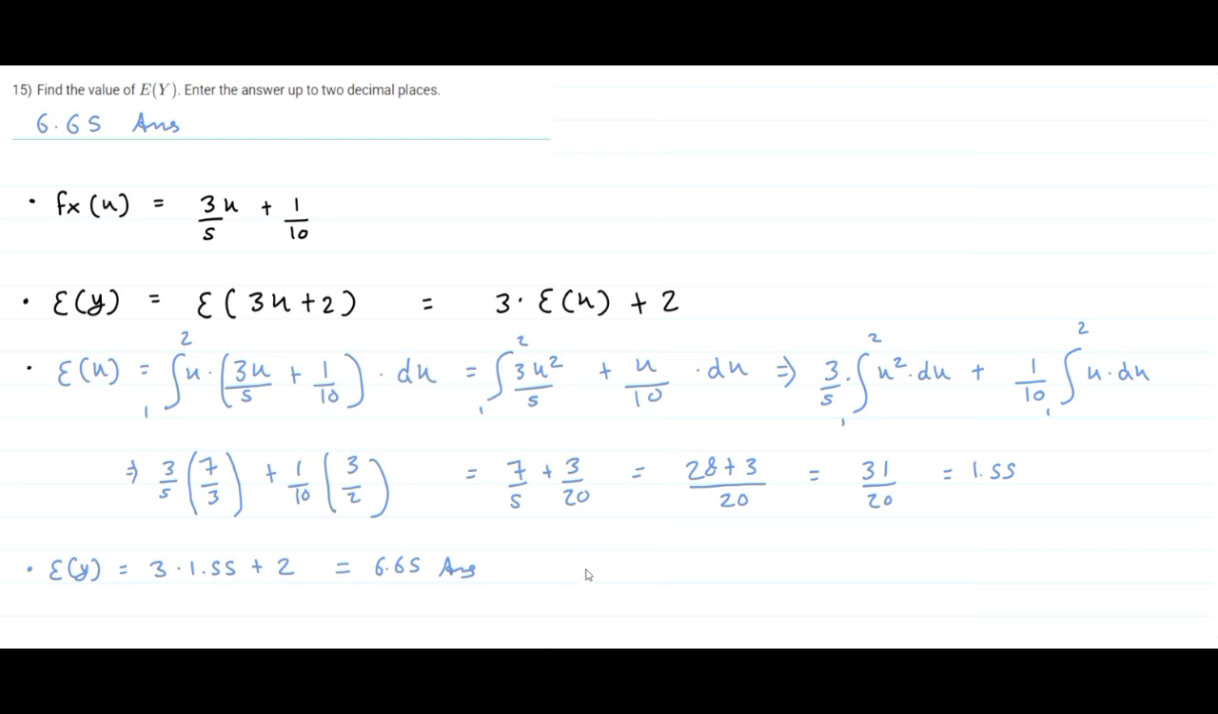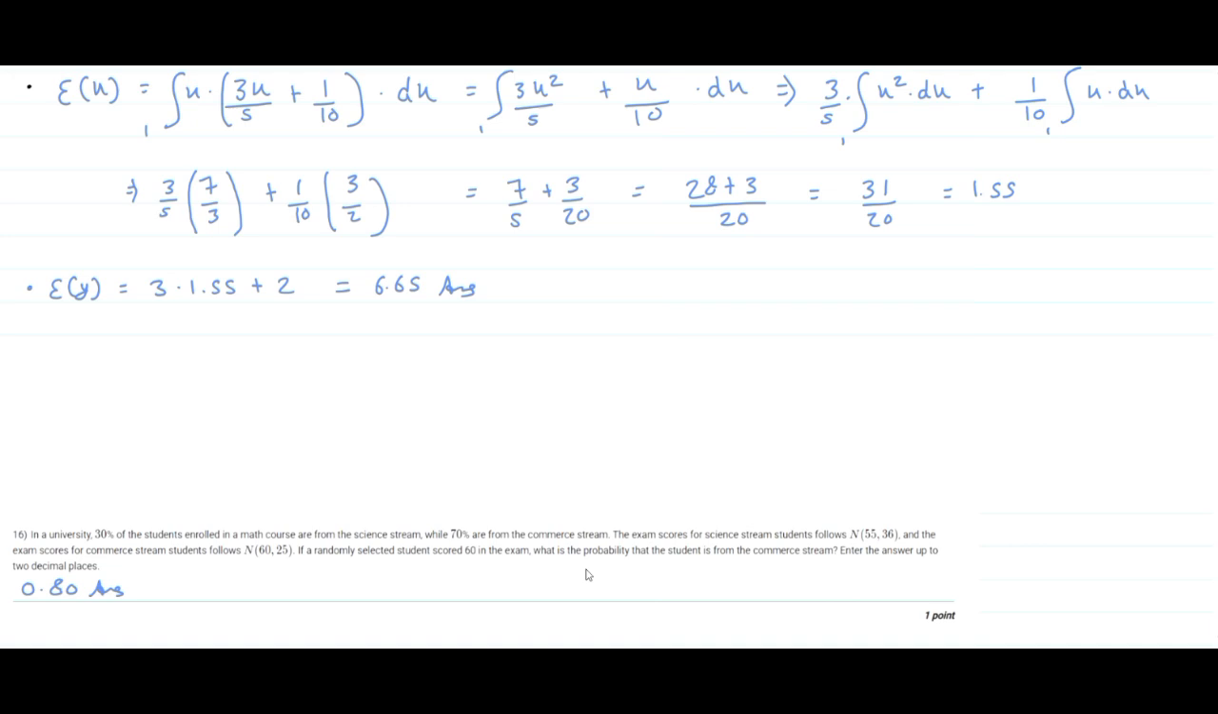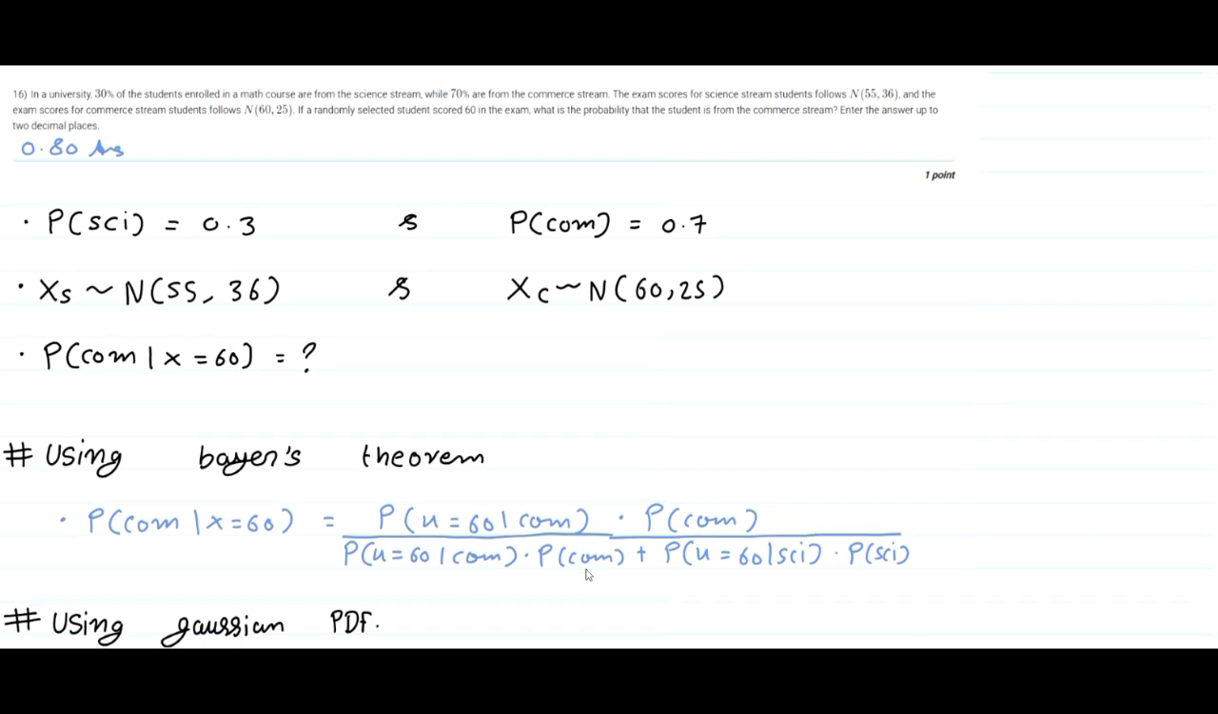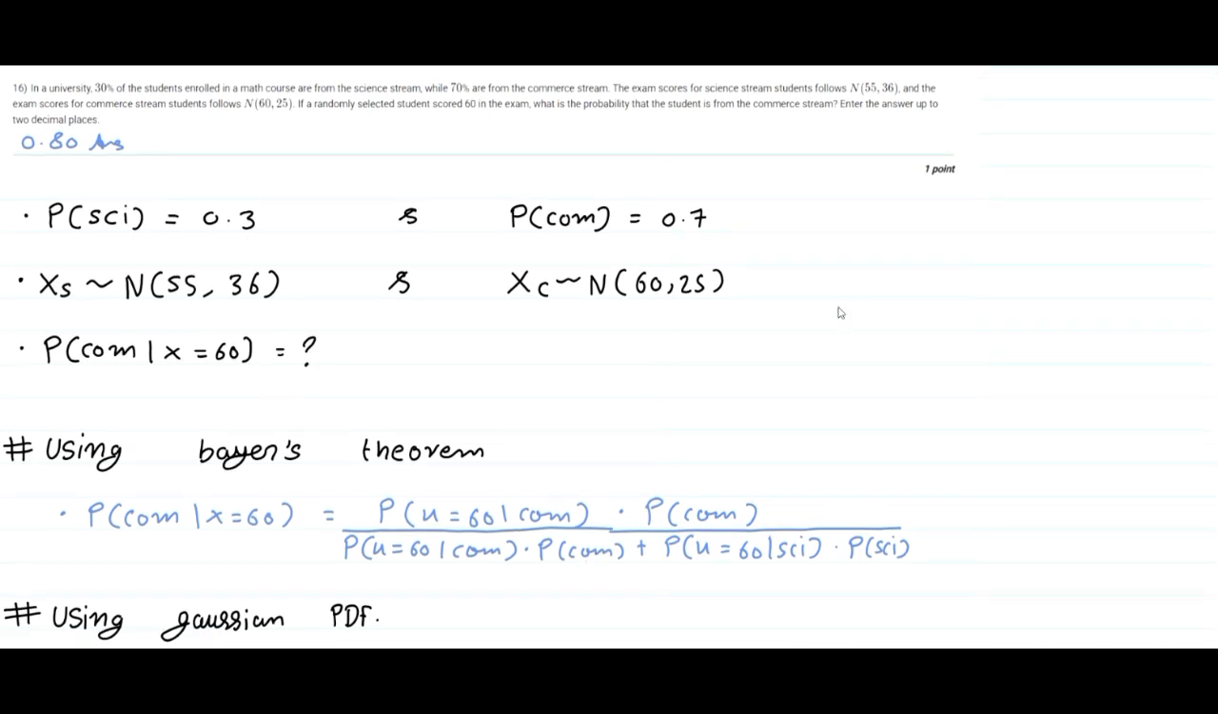Hence the expectation of y is 6.65. Let us now move towards question number 16. Question number 16 basically says that in a university, 30% of the students enrolled in the math course are from the science stream and 70% are from the commerce stream.